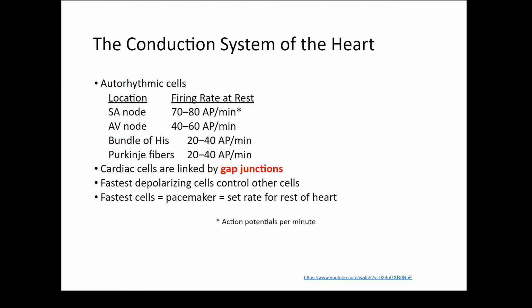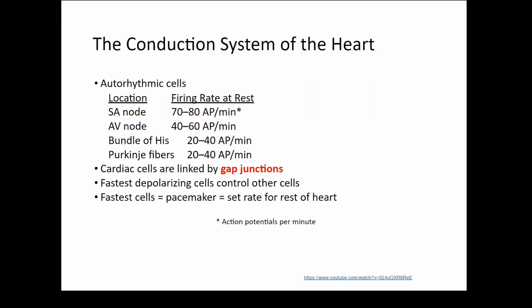Because these cardiac cells are linked by gap junctions, which are like holes in the membrane connecting cytoplasm, whatever ions are in the cytoplasm of one cell just flow directly into the cytoplasm of the next cell. So these cardiac cells linked by gap junctions all communicate with each other, because whatever happens to the ions in one happens to the ions in the next.